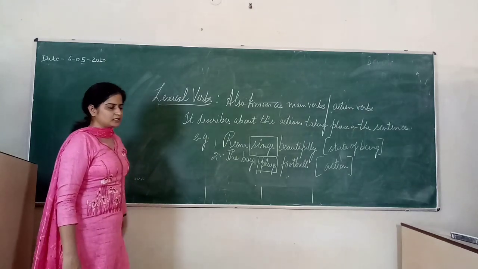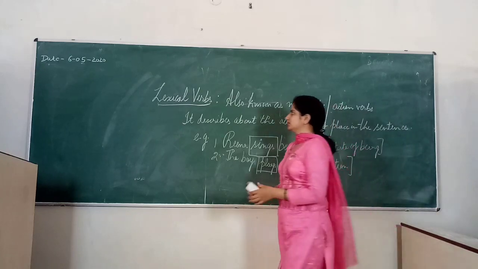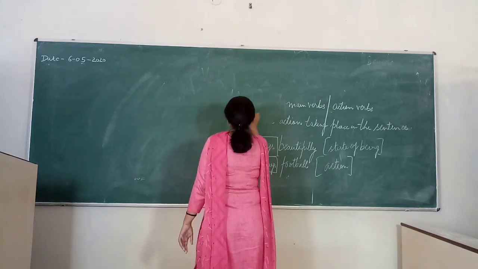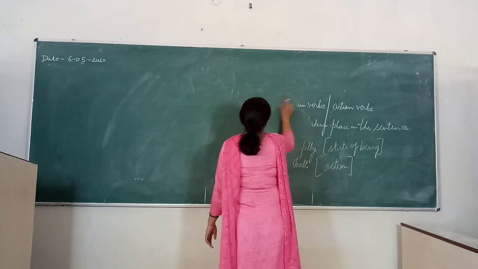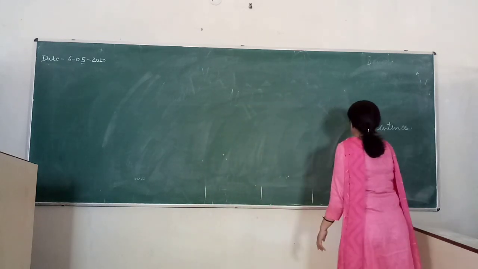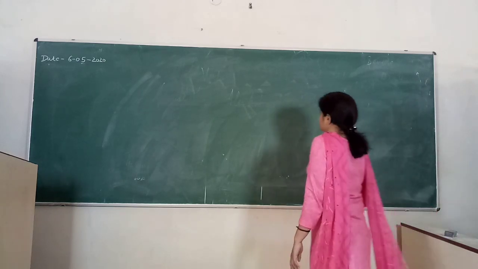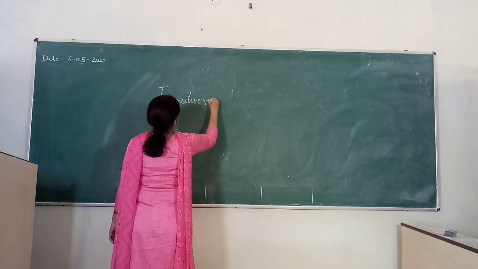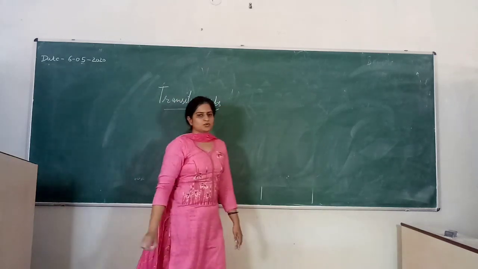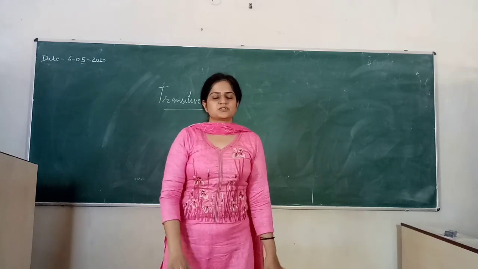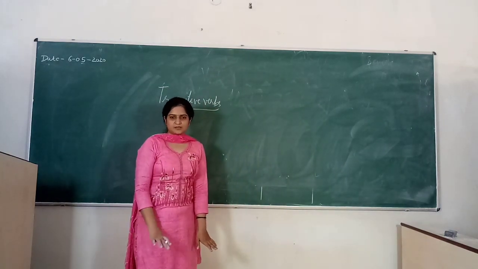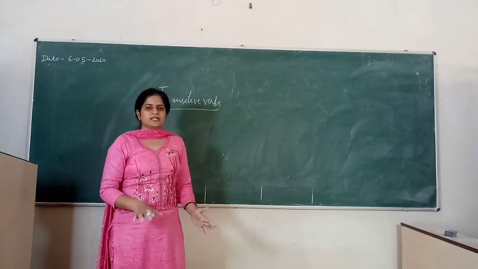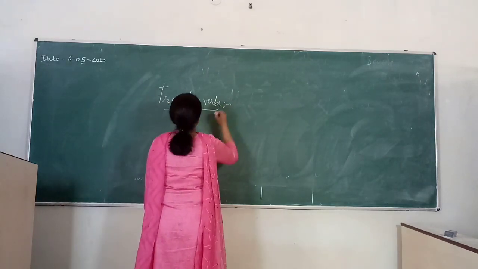Now, this is all about lexical verbs. Now we are going to discuss its subtypes, that is transitive verbs and intransitive verbs. First of all, we will be talking about transitive verbs. Transitive verbs are those verbs which describe an action which is taking place in a sentence, and these do take an object after them. Okay. For example, I will be citing examples later on.